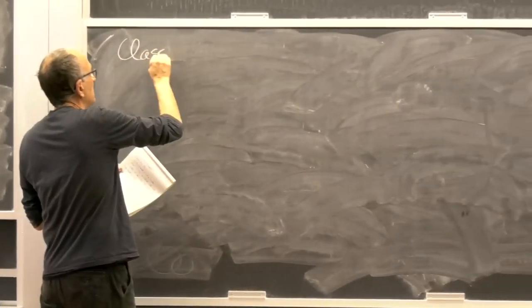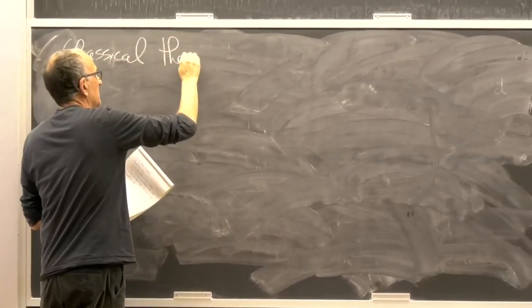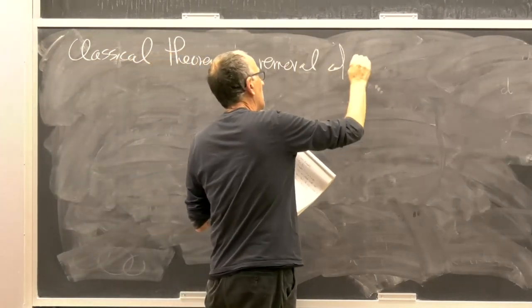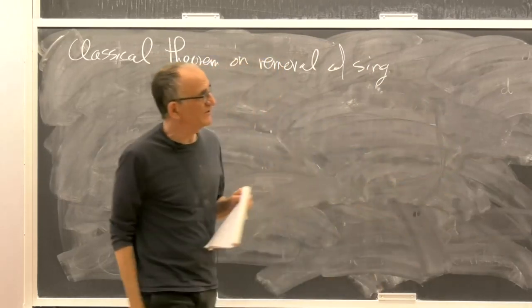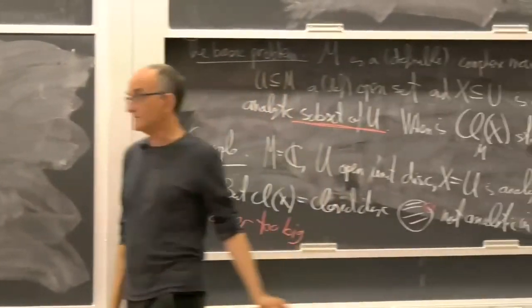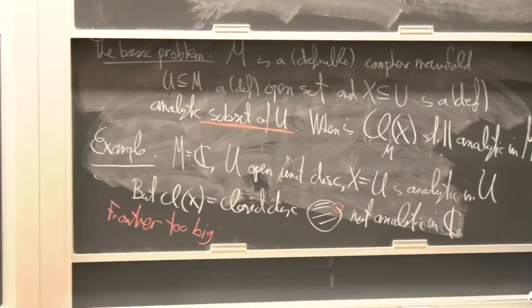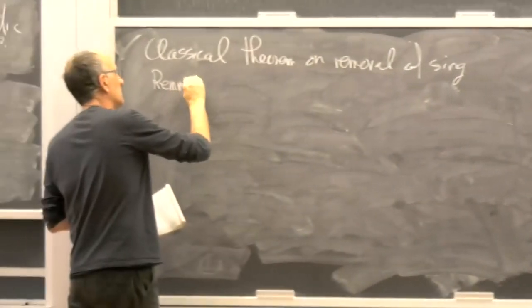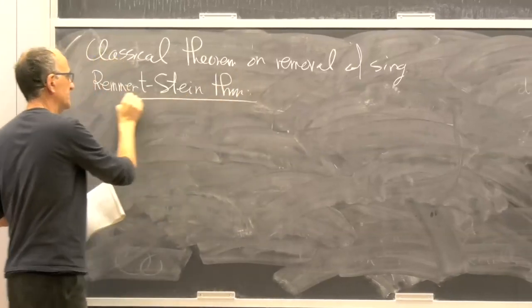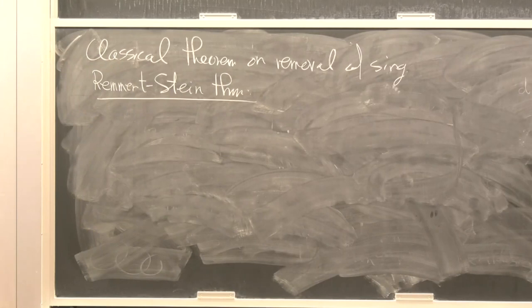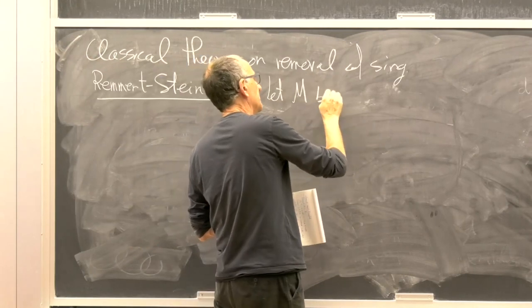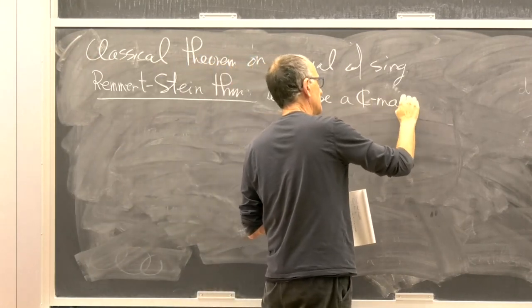So, classical theorem on removal of singularity. Removal of singularity will basically be a theorem that under certain assumptions, the closure is analytic. And this is called the Remmert-Stein theorem. Let M be a complex manifold. No definability here. This is just a classical result.